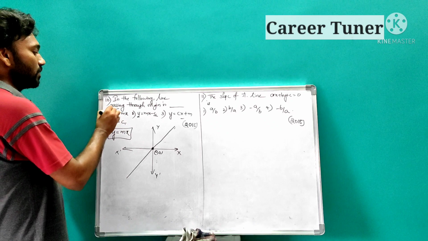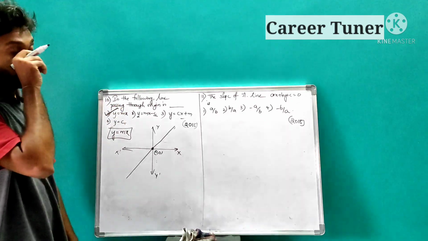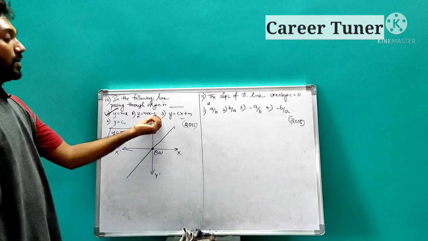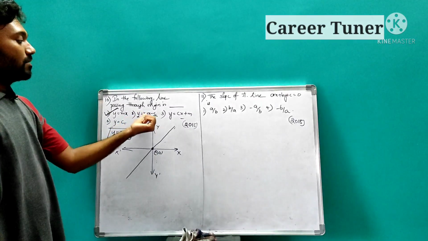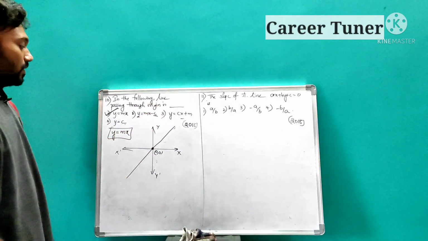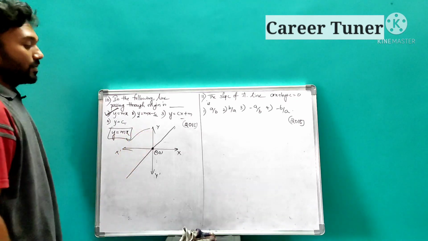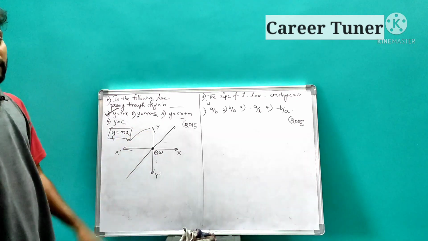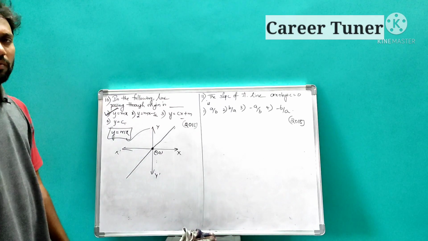So the only condition which passes through origin is y is equal to mx. So this one stands for what? Y intercept. If it is y is equal to mx minus c, so c stands for y intercept here. Okay. So the only line equation which passes through origin is y is equal to mx. Directly you need to remember it, no tricks.